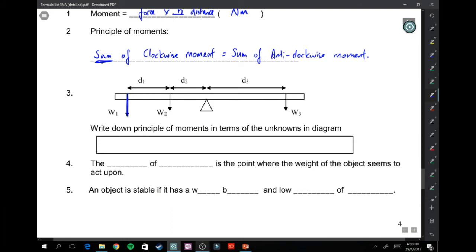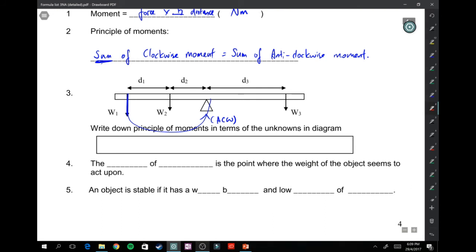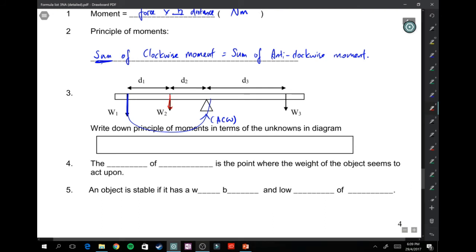And I'll draw the arrow. I'll link the arrow all the way to the pivot. So in this manner, the arrow direction persists, and you realize that this is actually anti-clockwise. For W2, we use red. Same thing. Connect it to the pivot, and you realize this is anti-clockwise as well.